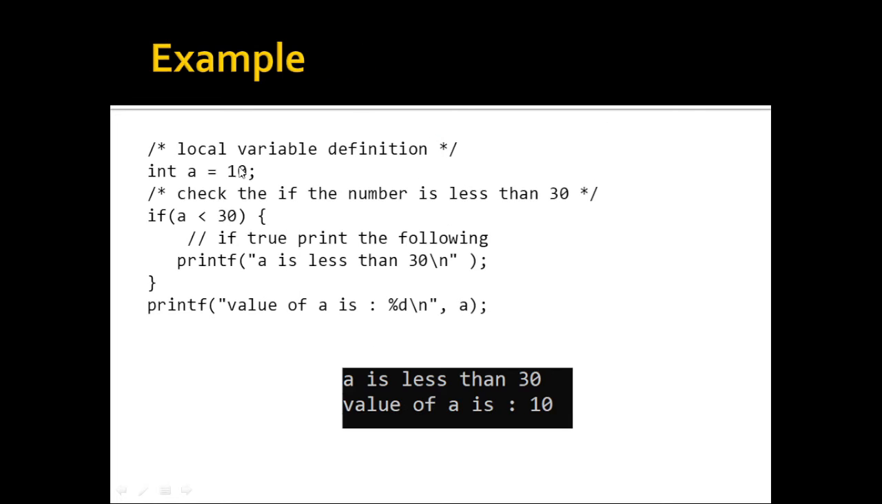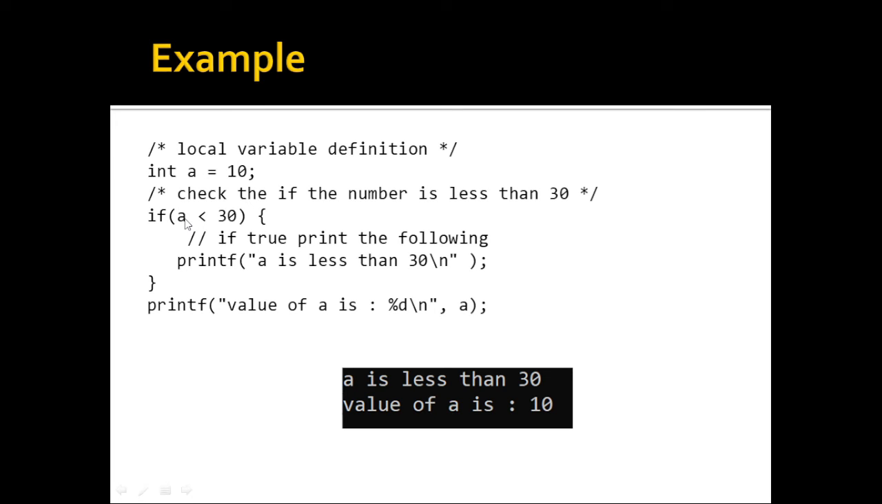Assuming that instead of 10, we place 40. What will happen with the program? If it is 40, is a lesser than 30? That is false because a here is already 40. So it will not do this, but it will go to the statement below the if statement. It will just print value of a is 40. Again, that's in case we change the value of a to 40. So that's a simple example of the if statement.